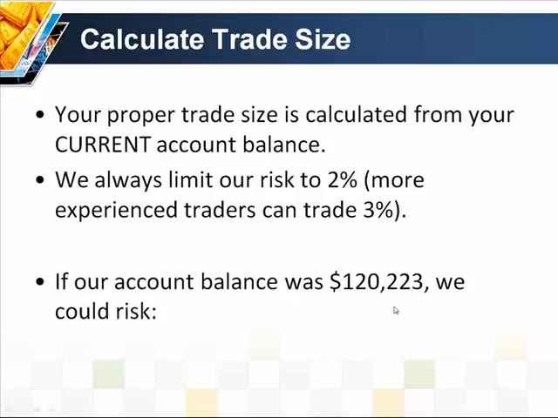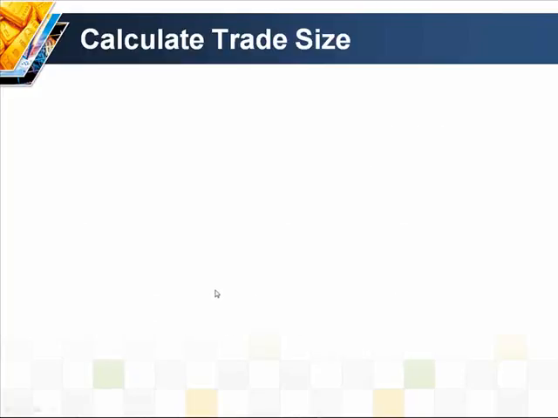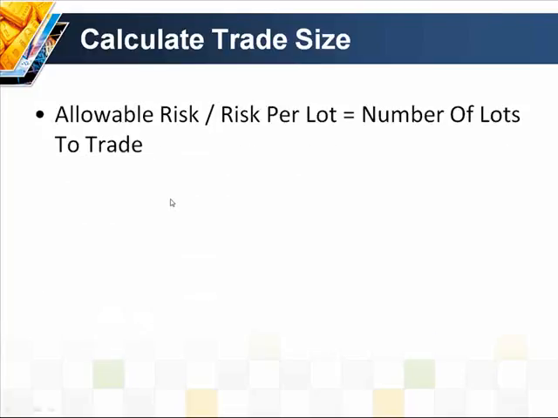So if your account balance was $120,223, we could risk 2% of that, which is $2,404.46. So then we can calculate a trade size. That's quite easy to do. We just go allowable risk divided by risk per lot equals the number of lots to trade.